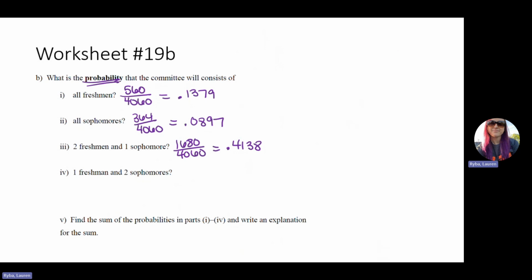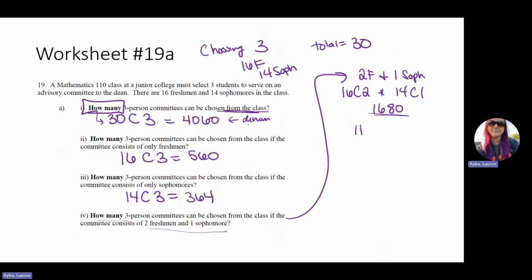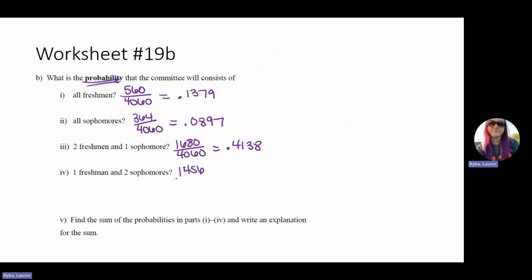Now they're asking us for one other option that we didn't find, 1 freshman and 2 sophomores. So let's go back here. We want 1 freshman and 2 sophomores. So let's flip these. That's 16 choose 1 and 14 choose 2. And that one is going to give you 1,456. It gives you 16 times whatever this value is here, and total of 1,456. So the last one is going to be 1,456 out of 4,060, or roughly 0.3586.